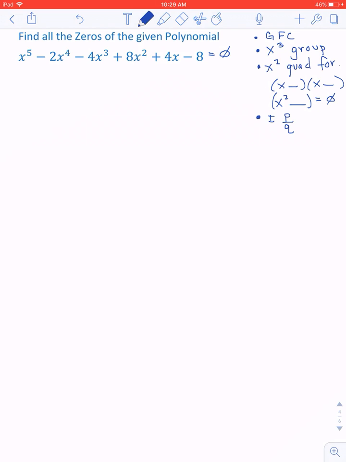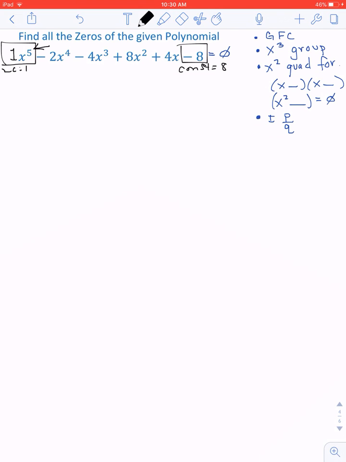So when we look at this, our leading term is x to the 5th. So what is the first form of factoring that we are forced to do? Okay, we have to use the rational roots theorem. So first term, last term. Your lead coefficient is 1. Your constant is 8.